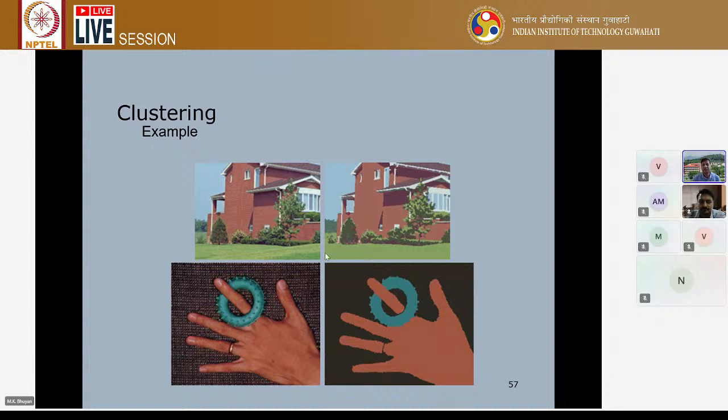Suppose in this figure, I have three types of colors. We can consider three centroids, C1, C2, and C3, and we have to find the distance between the vectors. In this case, we have to find the distance between the pixels, where each pixel is an RGB pixel.